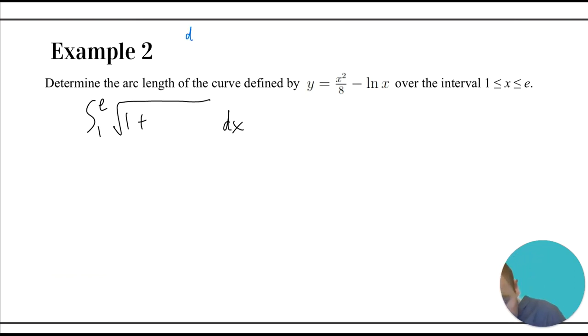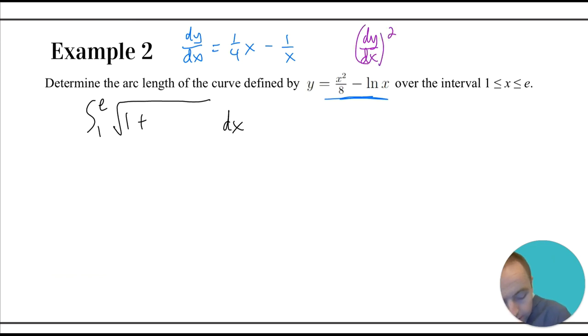So up here, I'm going to find the derivative first, dy dx. So we're going to bring the 2 down, so it'll be 2/8 x, or 1/4 x when you reduce it, and then natural log x's derivative is 1/x. So there's dy dx. And then we just square that. So dy dx squared. Since 1/4 x minus 1 over x is a binomial, you'll have to FOIL that.